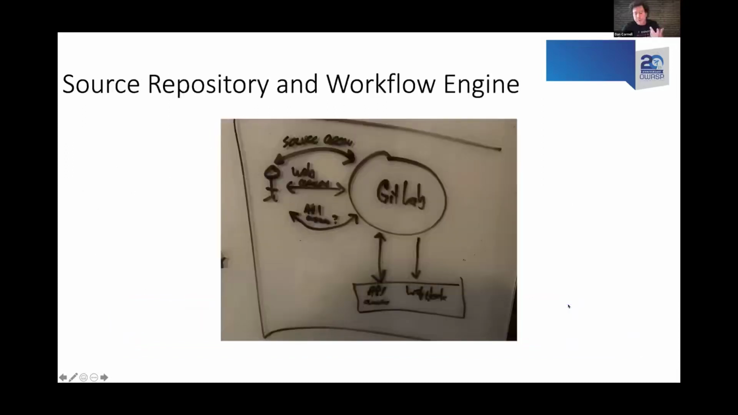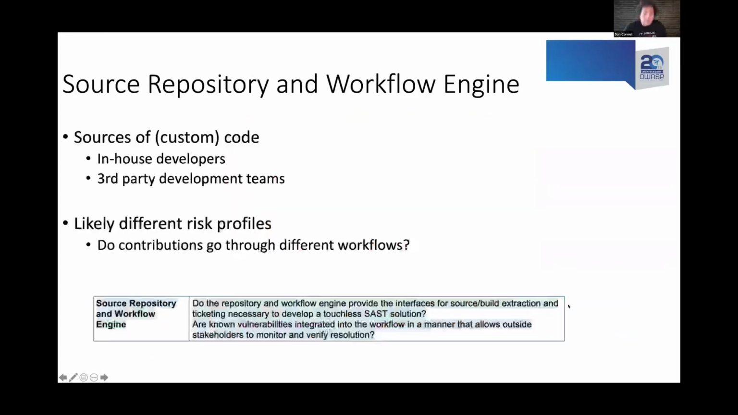So if we look at some specific concerns about source repository workflow engines, you've got sources of code, stuff that you're writing in-house with in-house developers as well as potentially third-party development teams. What does it look like for that code to get into the system? Are merge requests being reviewed by one or more other developers? What does it take for code to get into the system? And also, how do third-party development teams get their code into the environment?